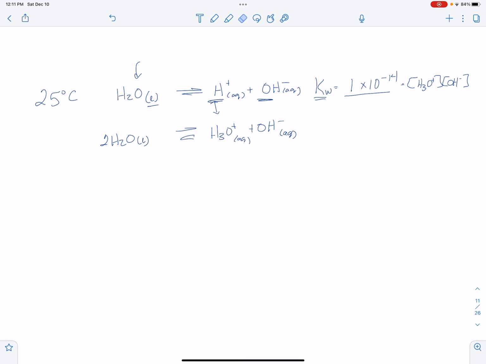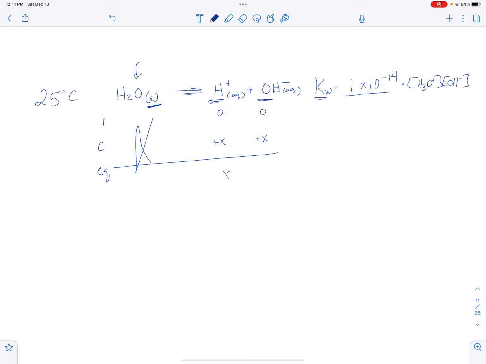So if we were going to go ahead and write the ICE chart for this one out, and this works for both of them, whatever you put in for water won't matter, because it's a liquid. Initially, you don't have any of it. You gain X, and so that means at equilibrium, you have X and you have X. Weird, right? So 1 times 10 to the minus 14th is equal to X squared.